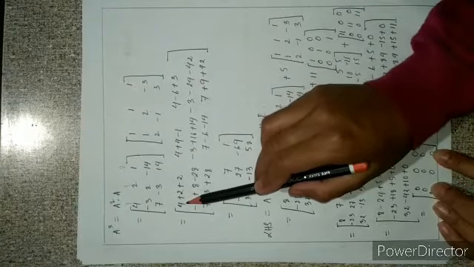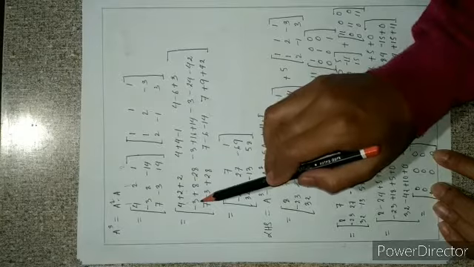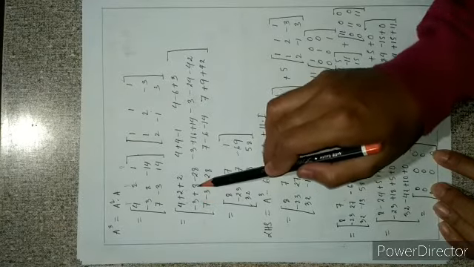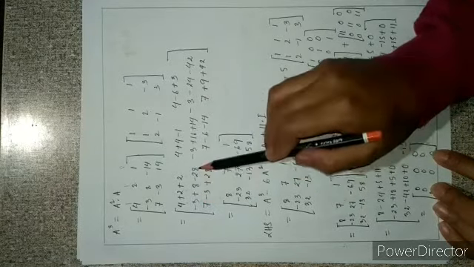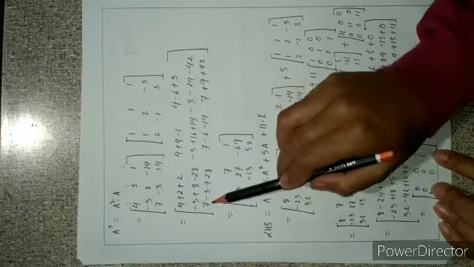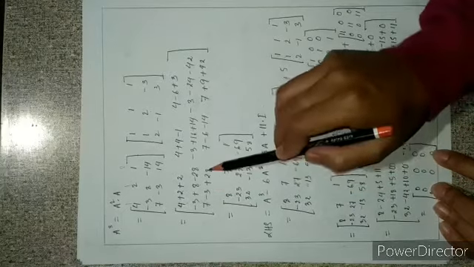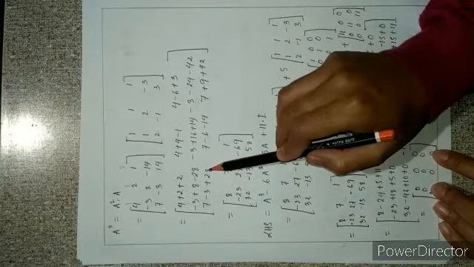1 into 4, 4. 1 into 2, 2. 2 into 1 is equal to plus 2. 1 into minus 3, minus 3. 1 into 8 is 8. 2 into minus 14 is equal to minus 28. 1 into 7 is 7. 1 into minus 3 is equal to minus 3, plus 2 into 14 is equal to 28.